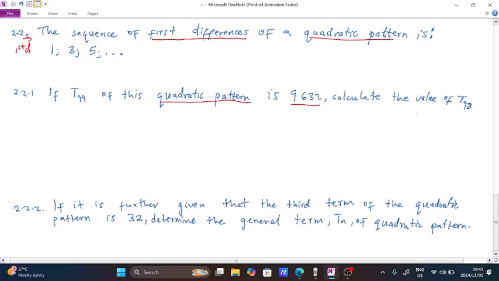They're saying if T99 of this quadratic pattern is 9632, calculate the value of T98. So they are looking for the value of T98. Is this value for the quadratic or is it for the first difference?